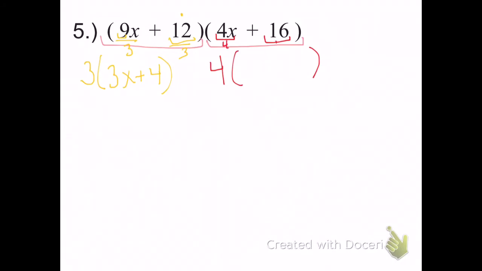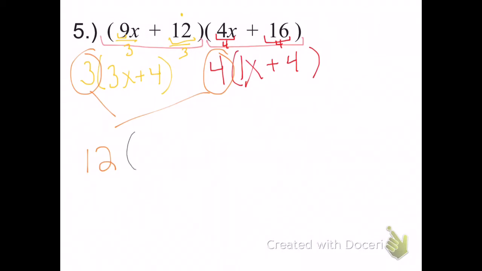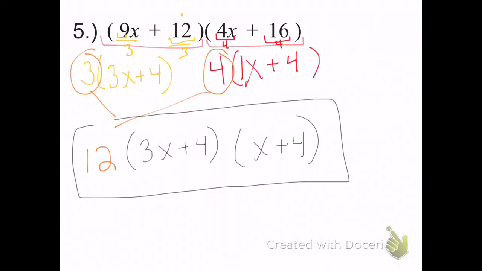Divide each of those terms by 4, and we're left with x plus 4, because 4 divided by 4 gives you 1, so it's like having a 1x here, and 16 divided by 4 gives you 4. So now we have our 2 separate things, but we need to combine them. We've got a 3 as our GCF and a 4. Let's multiply those, and you'll get 12. Then put what you had left over, which was your 3x plus 4 and your x plus 4. So that is how we'd simplify this quadratic using GCF.